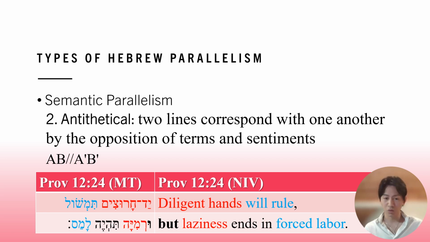Diligent hands will rule, but laziness ends in forced labor. Here you can see that A and A apostrophe is diligent hands versus laziness. These are two opposing concepts. And B and B apostrophe is will versus forced labor. Once again, indicating two opposite ideas of ruler versus those who are ruled or who is serving. You can see these in two lines are in conflict with one another. And thankfully, a lot of Bible translations will reflect rightfully the use of vav here that precedes the second line as this disjunctive idea of but, expressing contrast.